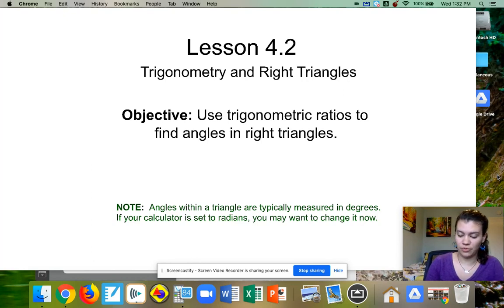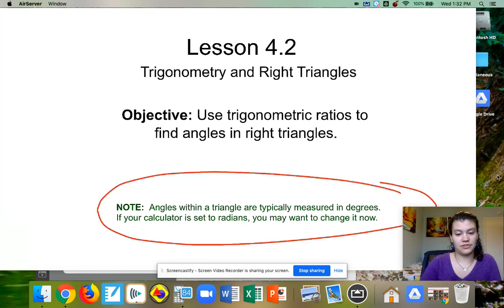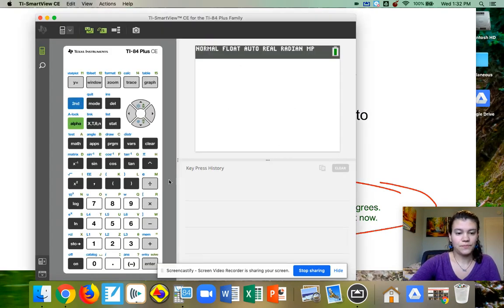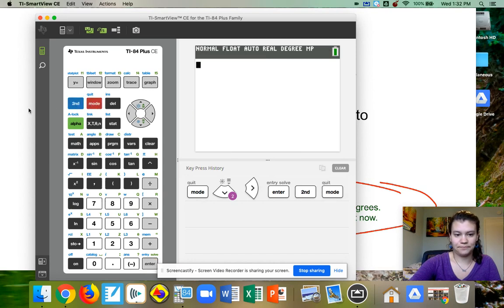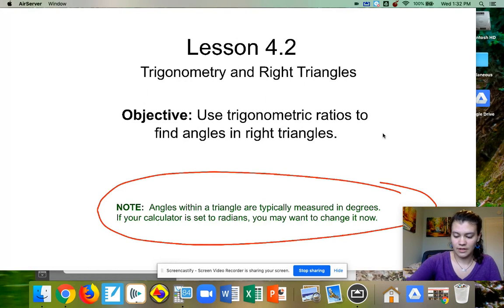And note before we start, angles are typically measured in degrees. So if your calculator is in radians, you need to change it. To do that, hit mode on your calculator and make sure degrees is selected. So arrow down here and hit enter. And that will put you into degrees, and you do second, quit to get back out of that.